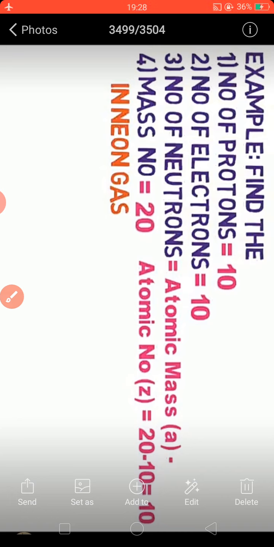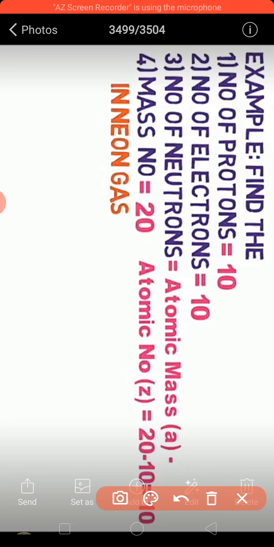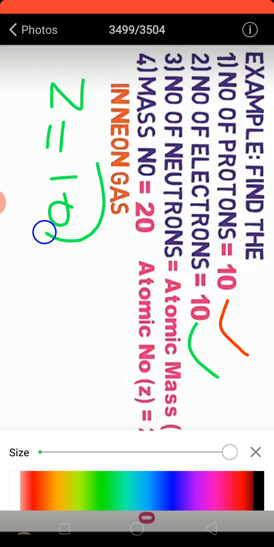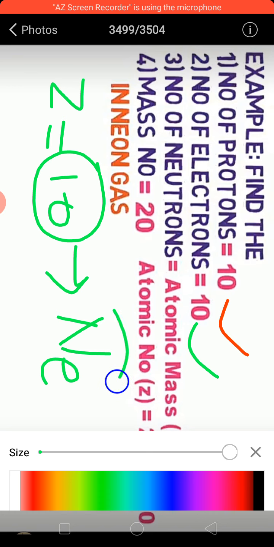For example, in a numerical they may ask you to find the number of protons, or the number of neutrons or electrons. So if the number of protons and the number of electrons are both given as 10, it means they are talking about an atom with atomic number Z equals 10. And we all know that atomic number 10 means neon gas.